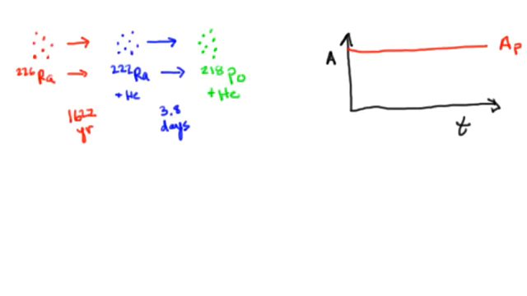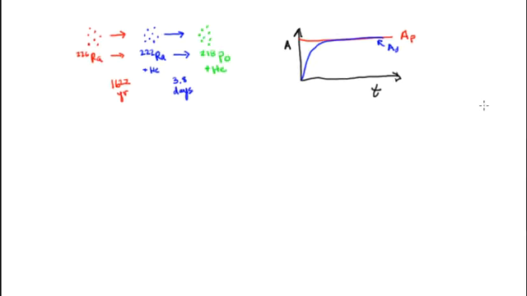And now let's look at the daughter isotope. At first, there's no daughter isotope, so the activity is 0. So it starts at 0. But then it starts to build up over time as the parent decays. So it climbs up, and it eventually reaches up to the activity of the parent isotope. So the activity of the daughter is equal to the activity of the parent. This kind of equilibrium is called secular equilibrium. And it happens when the half-life of the parent isotope is much, much longer than the daughter isotope.